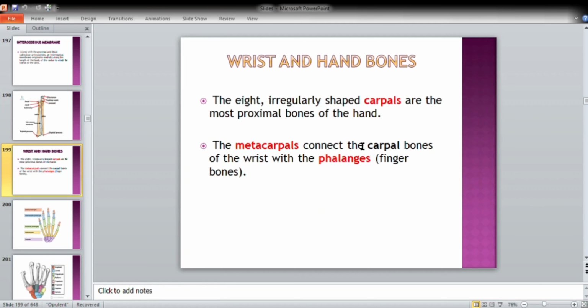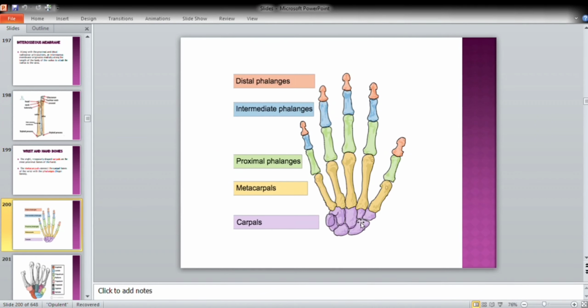The wrist and hand bones: the eight irregularly shaped carpals are the most proximal bones of the hand. The metacarpals connect the carpal bones of the wrist with the phalanges. Now phalanges are the fingers, and here are the carpals. First we will study the carpals, then metacarpals, the proximal phalanges, the intermediate phalanges, the blue one, and the distal phalanges.